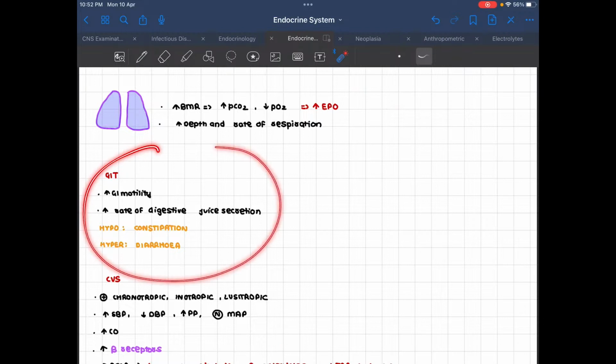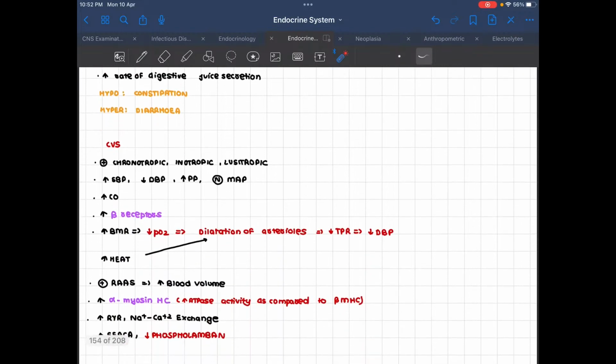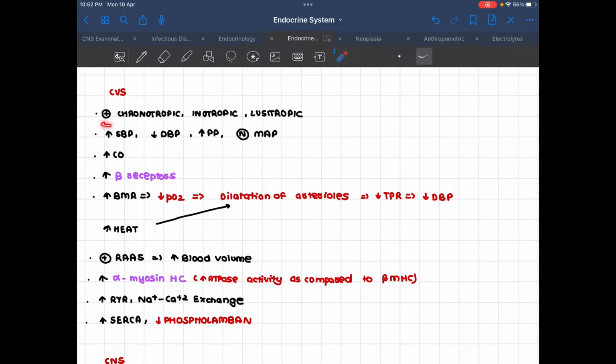What about the GIT? We know that hypothyroidism में we have constipation, and hyperthyroidism में we have diarrhea. Why? Because ये जो T3 T4 हैं, they basically increase the amount of GI motility. ठीक है? And what about the CVS? हमने already पढ़ लिया. It's positive chronotropic, inotropic, lusitropic as well.